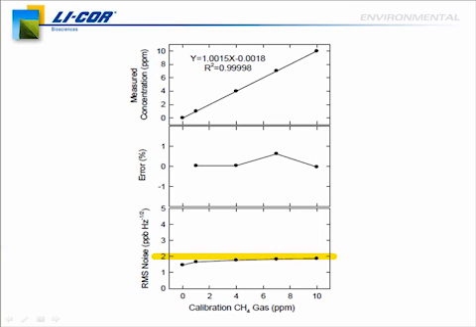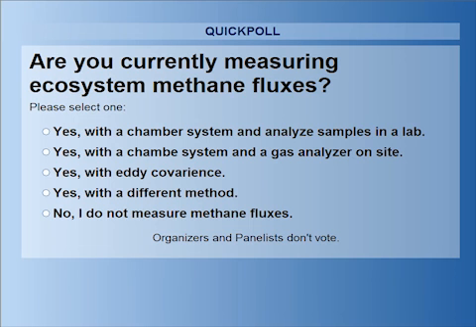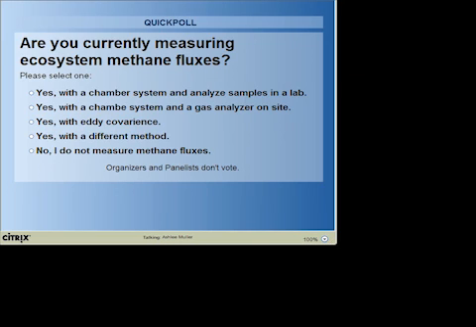So those are some important key things to consider about instrumentation as you look at making atmospheric measurements. Now we've got a poll, and we'd like to get a little bit more of a sense for what our listeners today are doing currently in the field. So the question is, are you currently measuring ecosystem methane fluxes? And we've got a variety of answers here that we'd like you to consider, and we'll take just a moment to let you go ahead and get your answer entered in, and then we'll continue on from here with the rest of the talk.